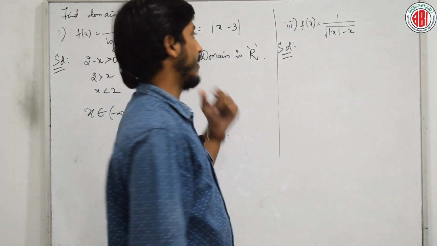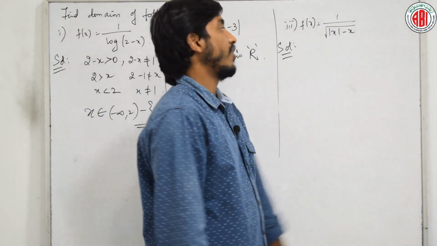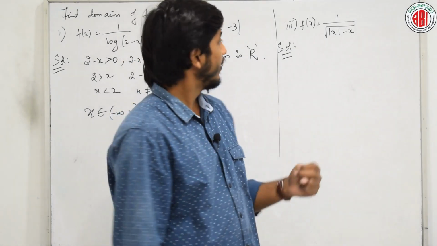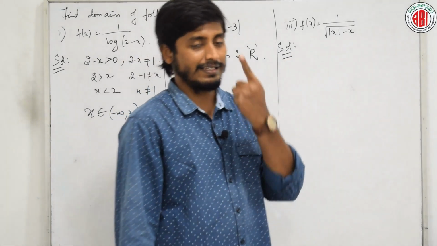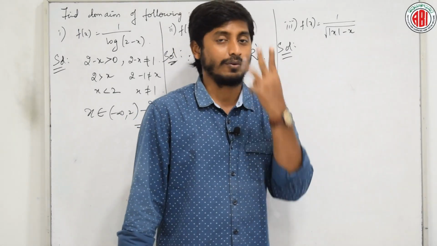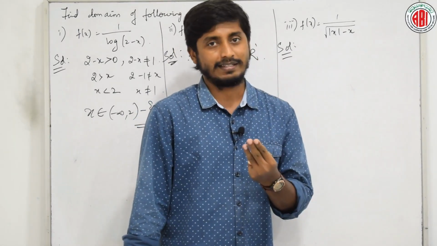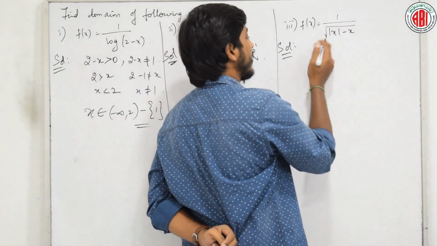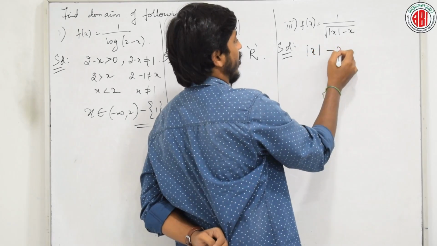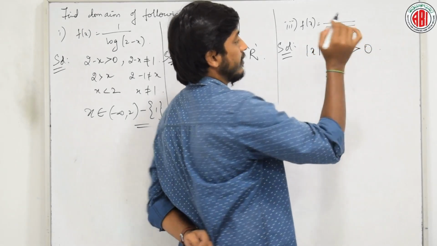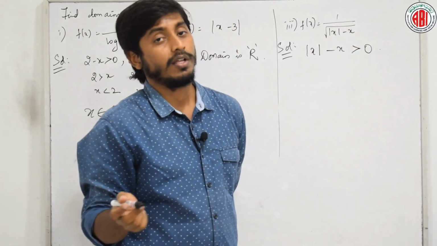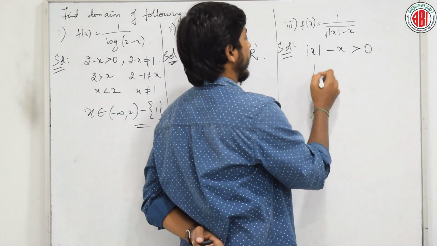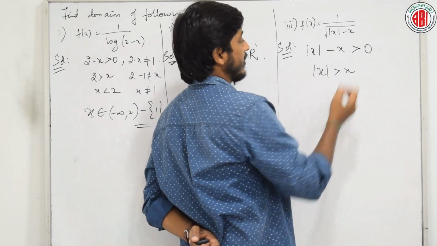Right? See here. Here 1 by mod x, 1 by root of mod x minus x. There are 3 things: one is the denominator, second is the square root, third is the modulus. Clear? Now see here, since it is under the square root, I will write mod x minus x is greater than 0 and not equal to 0. Why? It is in the denominator. Clear? From this I can write mod x is greater than x.